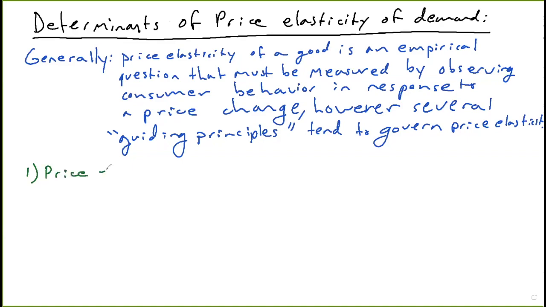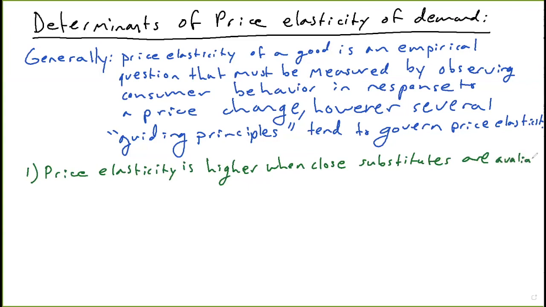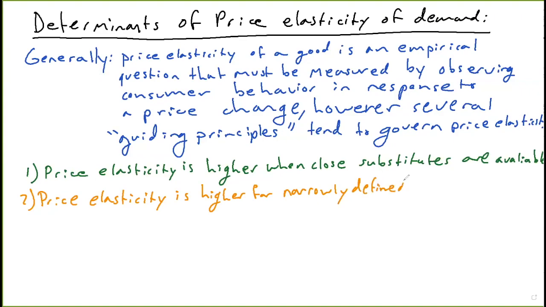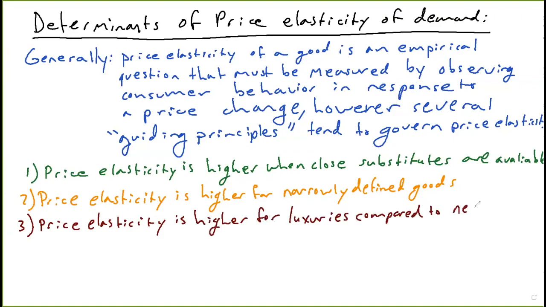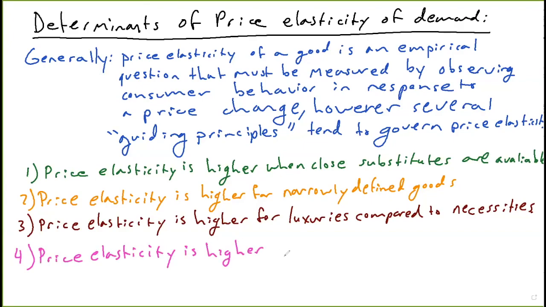So the first is that price elasticity is higher when close substitutes are available. Second, price elasticity is higher for narrowly defined goods compared to more broadly defined goods. Third, price elasticity tends to be higher for luxury items than for necessities. And finally, price elasticity tends to be higher in the long run than the short run. So now let's look at the intuition behind these guiding principles.